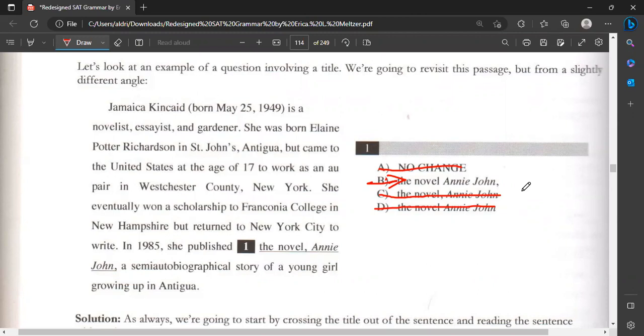I love the way you guys are thinking. Yeah, so B is the correct answer because we need to know the name of the novel. We can't just go in and modify it. Like, what are we modifying? What is the semi-autobiographical story of a young girl growing up in Antigua?